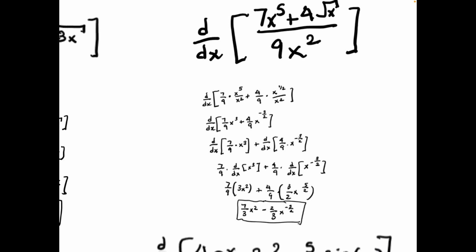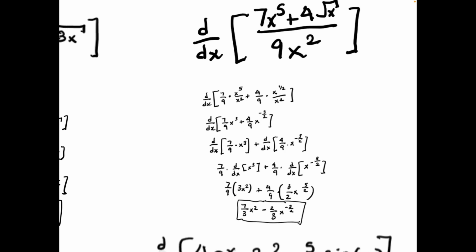So I have the derivative of 7 over 9 times x to the fifth divided by x squared plus 4 over 9 times the derivative of x to 1/2 over x squared. And notice how I rewrote the square root of x as x to 1/2. And from there you could just use exponent rules. So x to the fifth divided by x squared is x cubed. So you have 7 over 9 x cubed. And then you add that with 4 over 9 and you see that we have x to 1/2 divided by x squared. So we do 1/2 minus 2, that's x to the negative 3/2. So we have plus 4 over 9 times x to the negative 3/2.